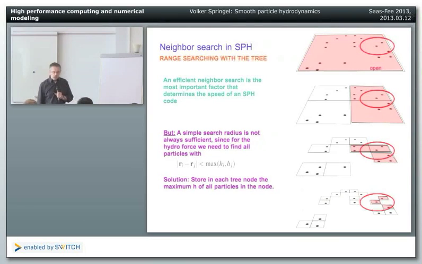There's a small complication. In the equation of motion, you need a more complicated search, because you only know maybe the smoothing length of your particle h_i, but you actually want to find all the particles that themselves overlap with you within their smoothing length. That's more complicated. You can do this by storing in every node the maximum of all the smoothing lengths that appear among all the particles inside the node.